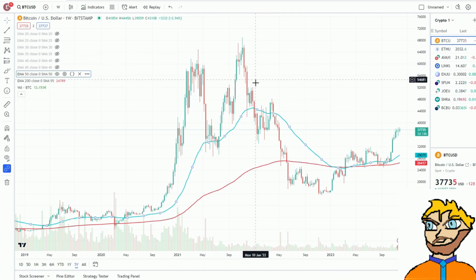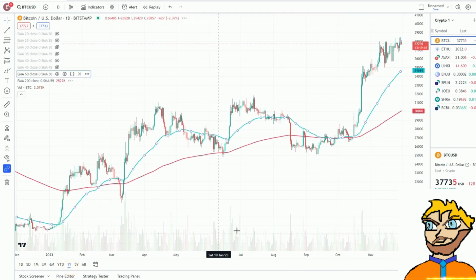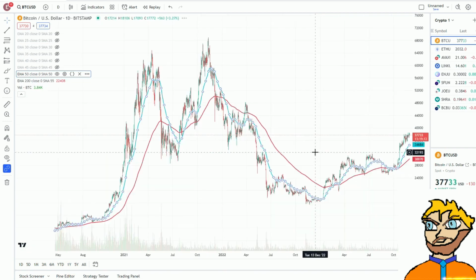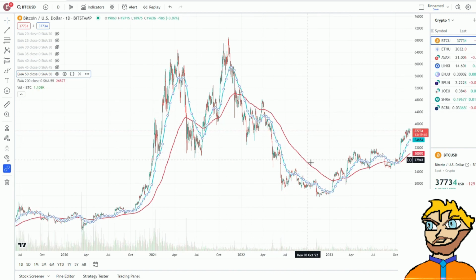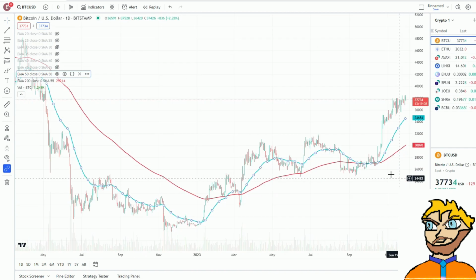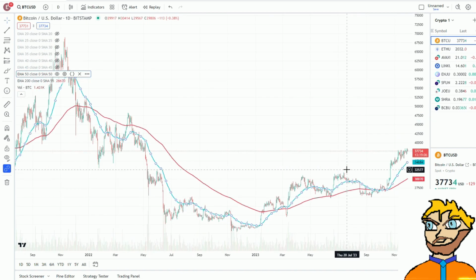Then we enter the bear cycle like we did last year, and now we're starting to see bullish patterns again. So if we go to the yearly chart, which is the current bull market, and zoom out a little, we've been here in the bear market, and now we're in the bull market. So what do I want to show you? I want to show you this crossing.